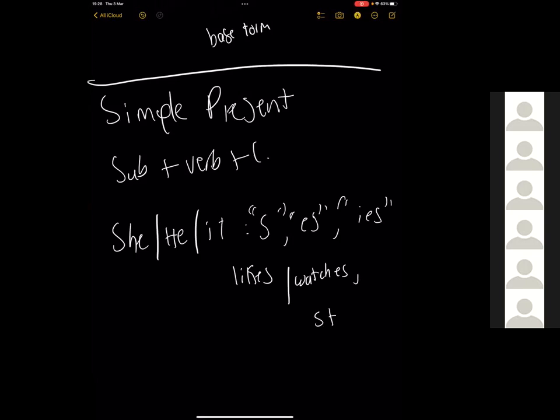Let me write it here because I don't have a space there. Teacher, what about in the case of play? Play, you don't have to change the Y. You keep the Y and you just add the S, like in likes. So like this one, plays.